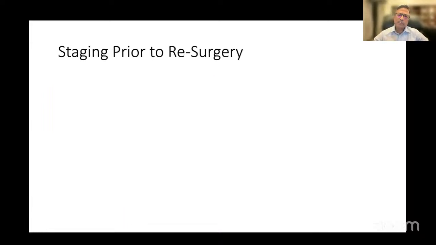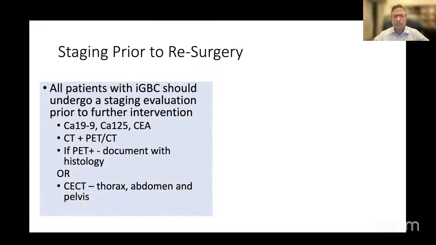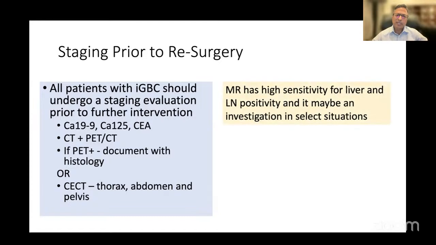Now, most of these patients would merit a staging prior to resurgery. And basically what it involves is doing tumor markers, doing a CT scan definitely, which includes a chest, that is thorax, abdomen, and pelvis CT. And there is a substantial group of people, I think you might have heard yesterday about Dr. Yadav, and a lot of people now are preferring to do a PET CT to document whether there is any disease which is residual or distant disease in patients with incidentally detected gallbladder cancer.